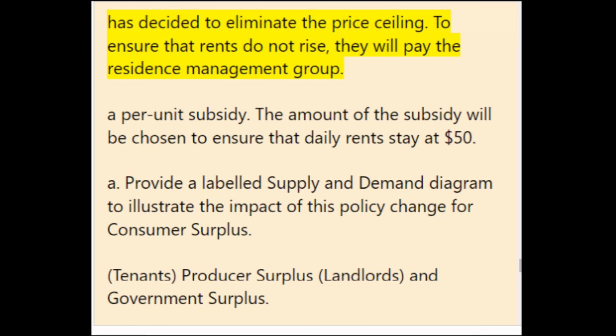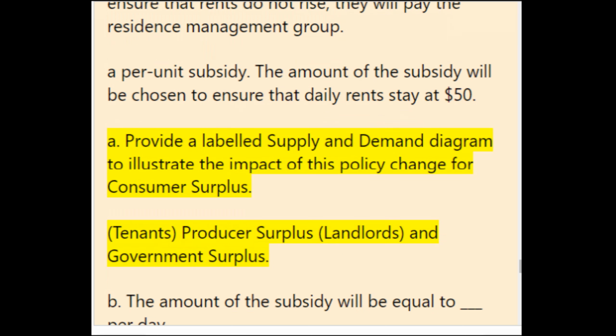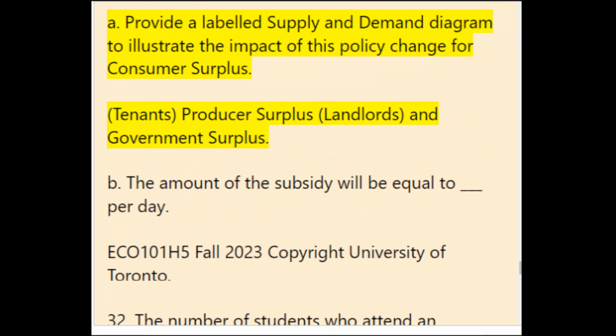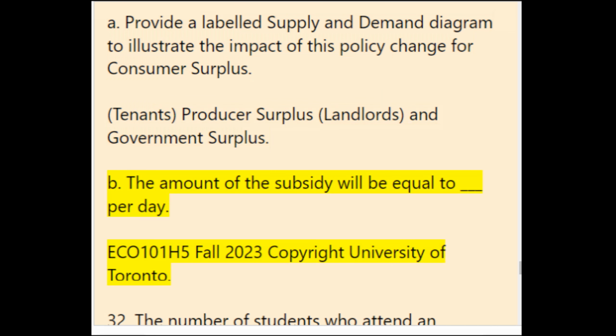To ensure that rents do not rise, they will pay the residence management group a per unit subsidy. The amount of the subsidy will be chosen to ensure that daily rents stay at $50. A. Provide a labeled supply and demand diagram to illustrate the impact of this policy change for consumer surplus, tenants, producer surplus, landlords, and government surplus. B. The amount of the subsidy will be equal to ____ per day.